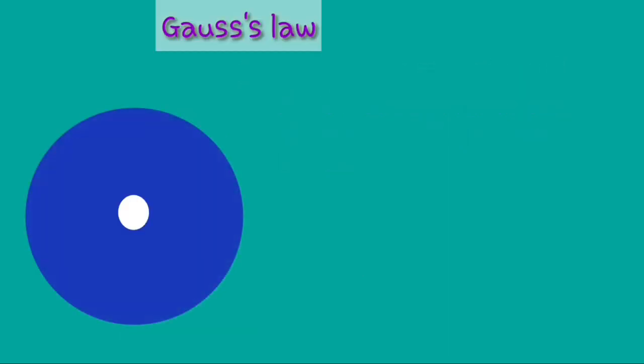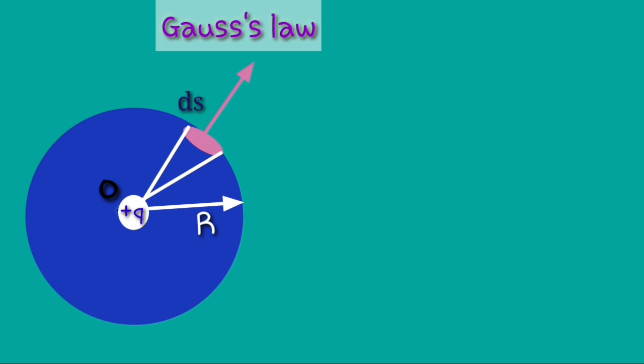Now we are going to discuss Gauss law of electrostatics. Suppose a charge plus Q is placed at point O. Now we draw a sphere of radius r such that the charge plus Q is at the center of this sphere, and this surface is called Gaussian surface.